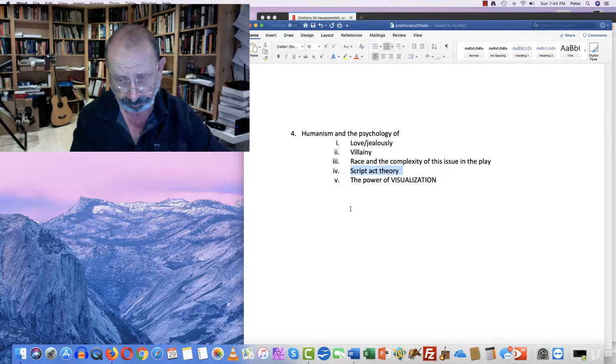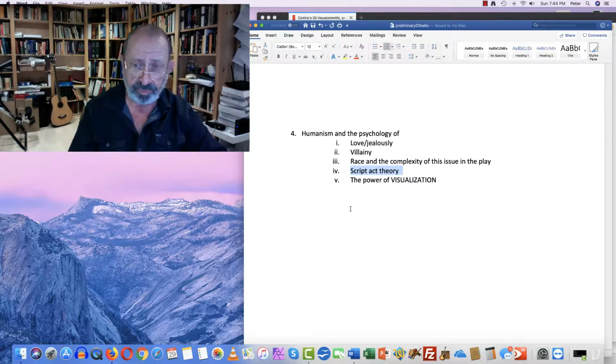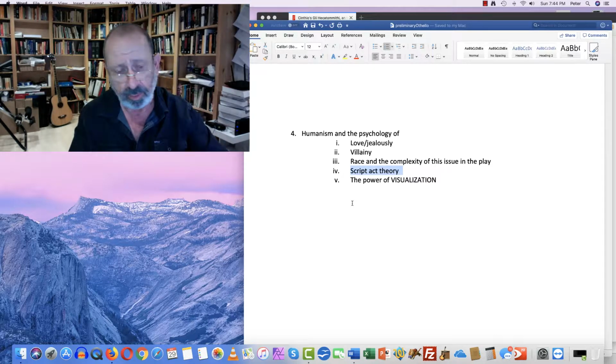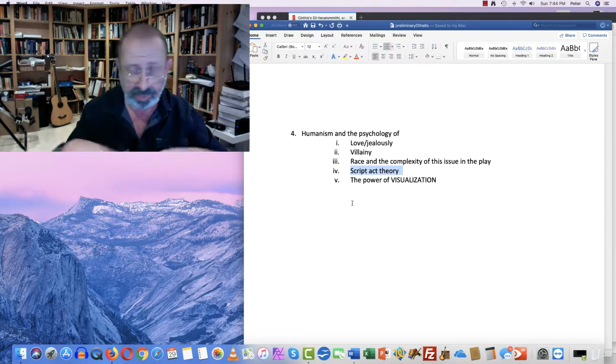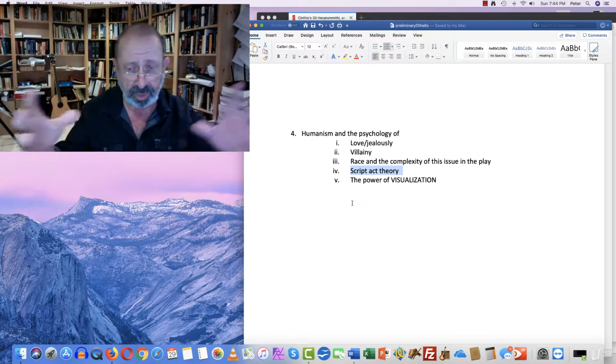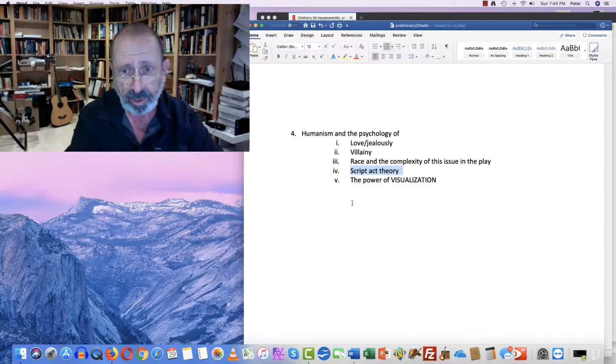We think they mean. So that's a double jeopardy here, because I've already told you that in the first place there's these significant differences between the first quarto and the first folio, and I'm telling you now, because of script act theory, there's also these differences between what the text literally says and the infinite possibilities that we could bring to it as producers and actors.